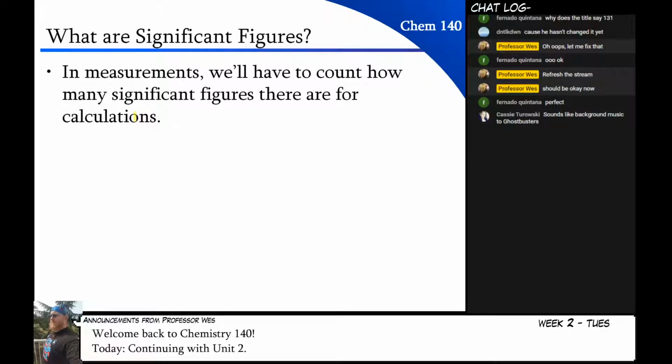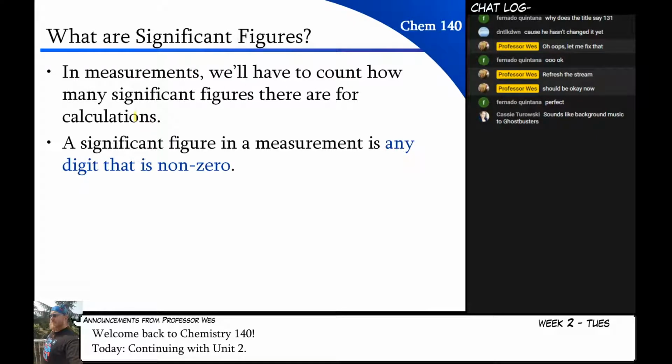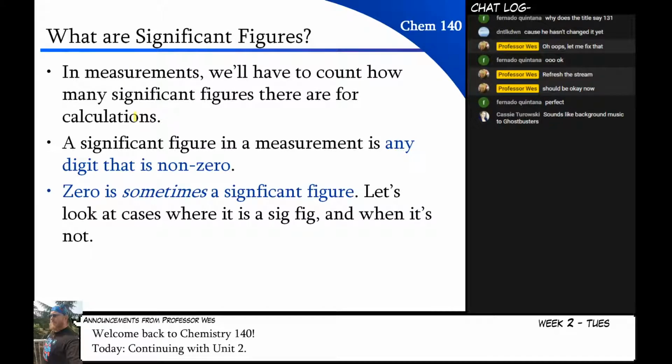Now, when we're going to do calculations with these numbers that come from measurements, we're going to need to worry about how many significant figures are in our numbers so that we can use them appropriately. Like we said on the previous page, any digit that isn't 0 is a significant figure. When we have 0, it depends on how it's used. So we're going to look for non-zeros and count them as sig figs. And if all your numbers are not zero, you're set. If you have a zero, it depends on how it's used. And we're going to look at some various situations where zero is applied as a sig fig and other situations where it's not.